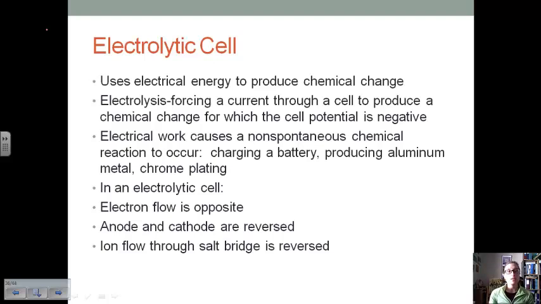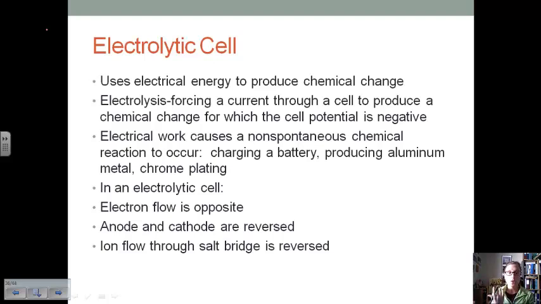So electrolytic cells use electrical energy to produce a chemical change, so the reverse of a galvanic cell. Electrolysis is the forcing of a current through a cell to produce a chemical change for which the cell potential is negative. So if you remember from galvanic cells, we wanted the cell potential to be positive overall. So electrical work basically causes a non-spontaneous chemical reaction to occur. So non-spontaneous, we're going the opposite direction of a galvanic cell.